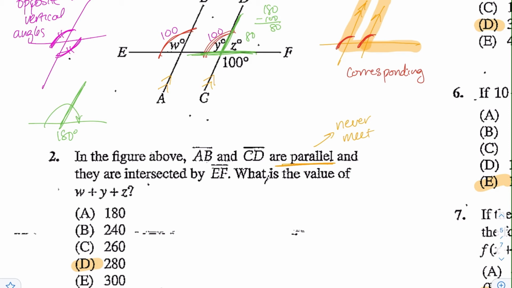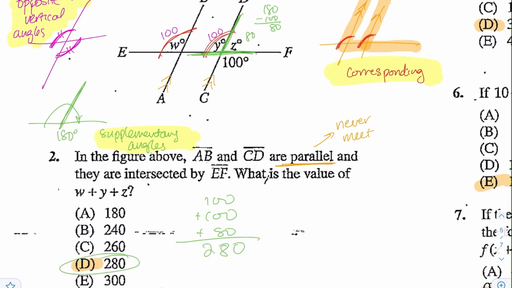So for this question, you have the classic setup. You have corresponding angles, opposite or vertical angles, and also supplementary angles, and they are all a part of this problem. You use a combination of these three to figure out that W plus Y plus Z will be equal to 100 plus 100 plus 80, or choice D, 280 degrees.